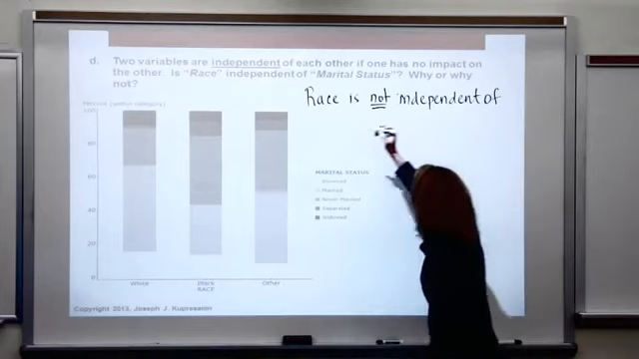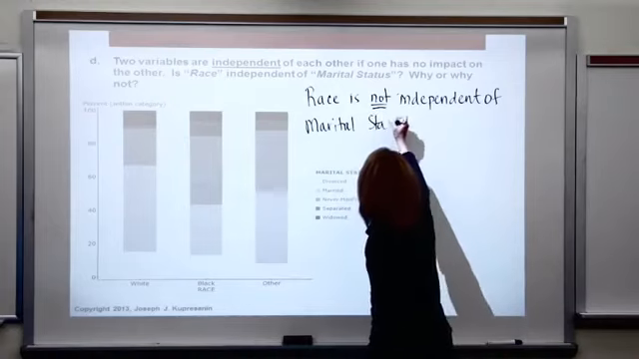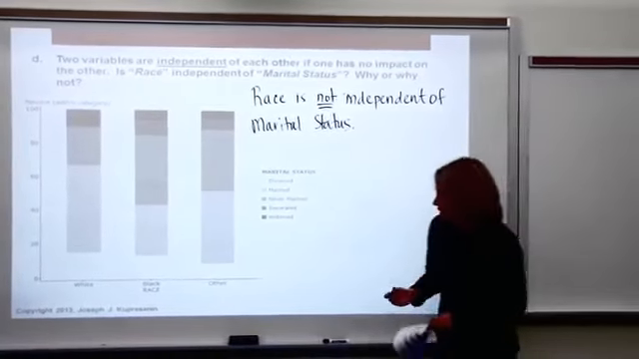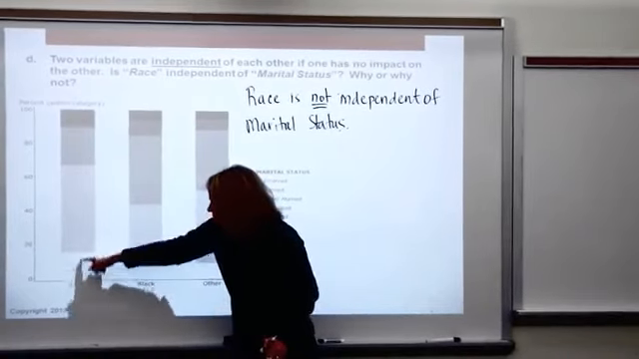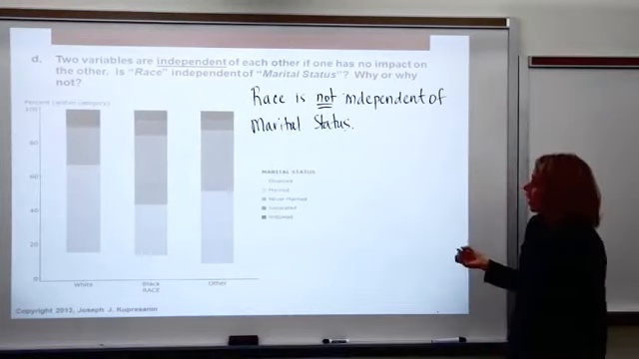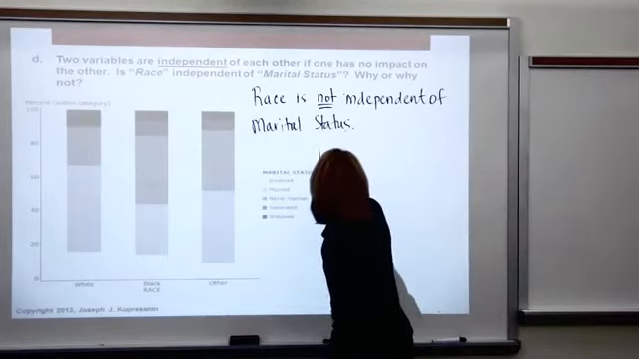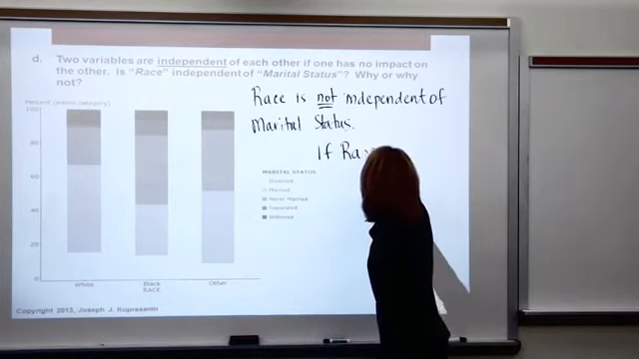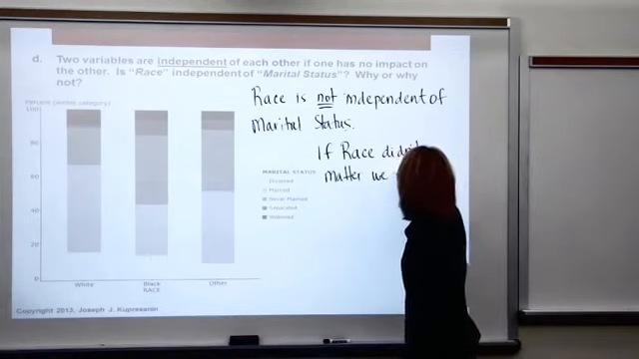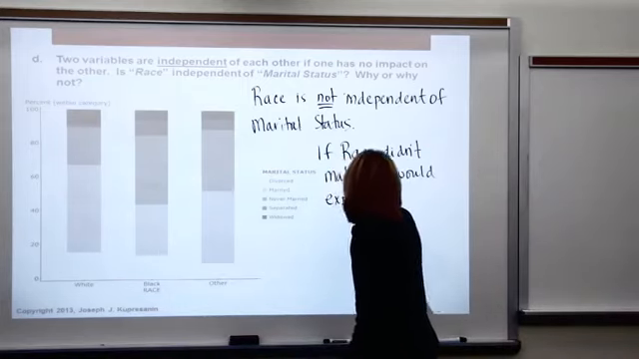Of marital status. And there were far more married people in the white race category than they were, say, in the black race category, and those percentages were not the same. If race didn't have an impact, again, we would expect those percentages to be approximately the same. We expect the three bars to look almost the same.